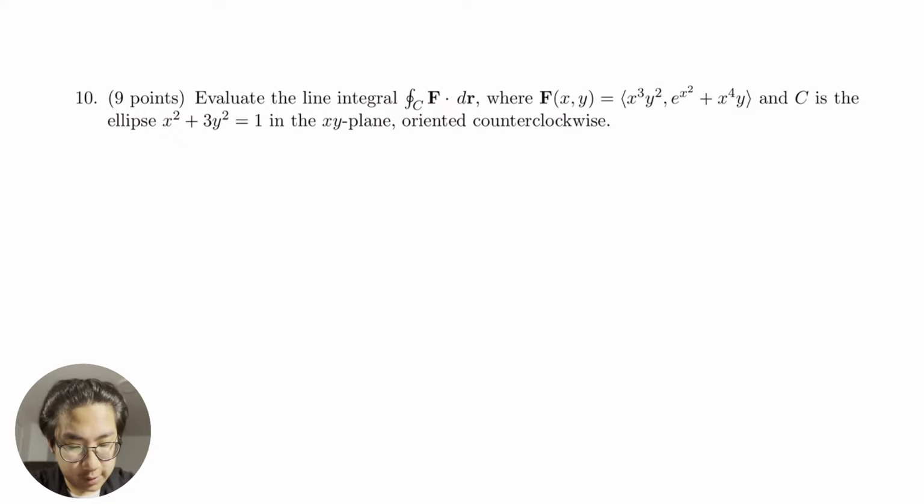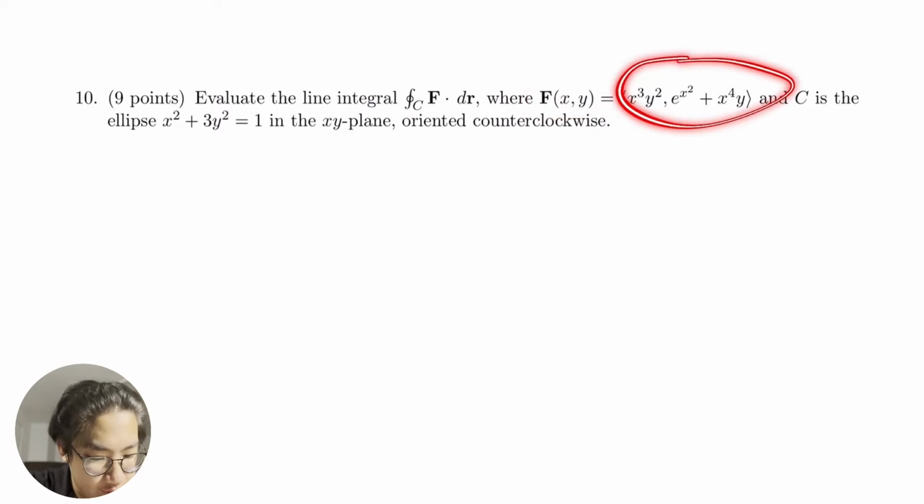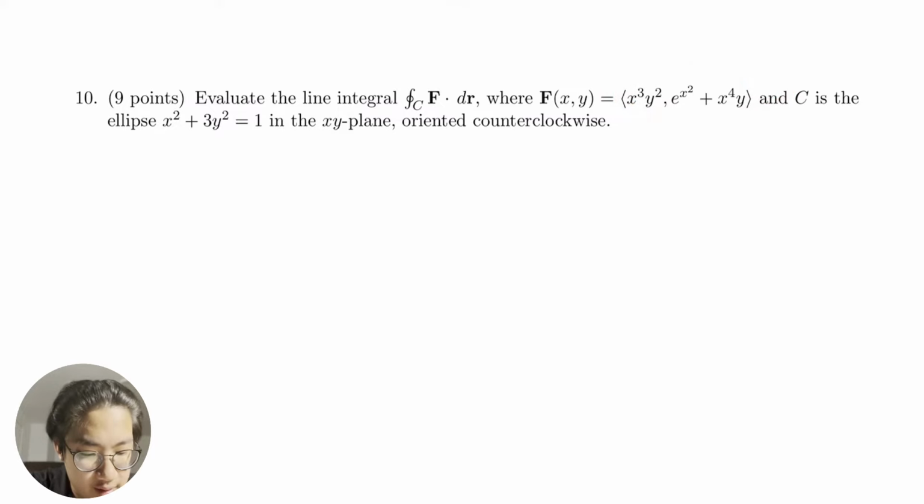Question 10, evaluate the line integral where f of xy is equal to this function here, x cubed y squared, e to the x squared plus x to the 4y, and c is the ellipse x squared plus 3y squared is equal to 1 in the xy plane oriented counterclockwise.